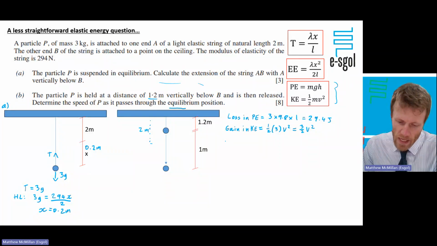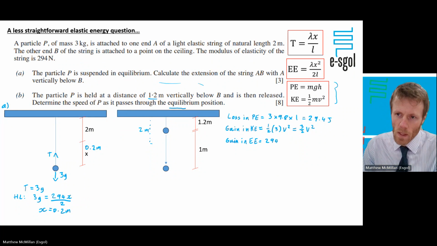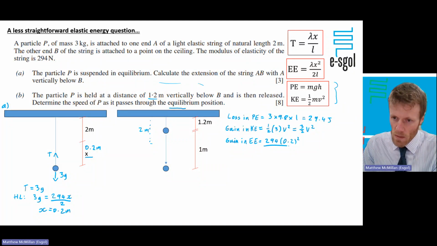We're also going to get a gain in the elastic energy. And the formula is lambda, so that's 294, times x squared, where x is the extension, and the extension we've worked out over here. So it's 0.2 squared divided by 2 times the natural length, and the natural length is 2. This gives us a gain in elastic energy of 2.94 joules.